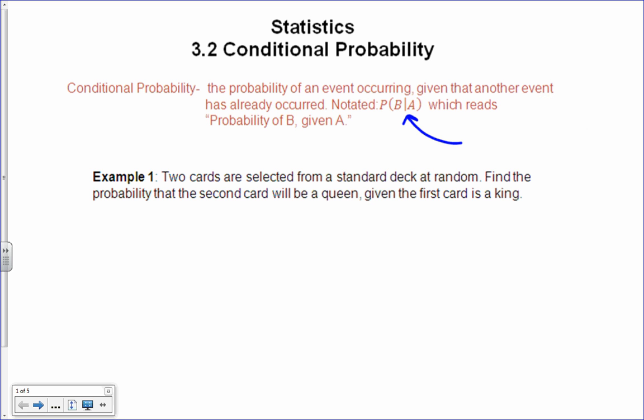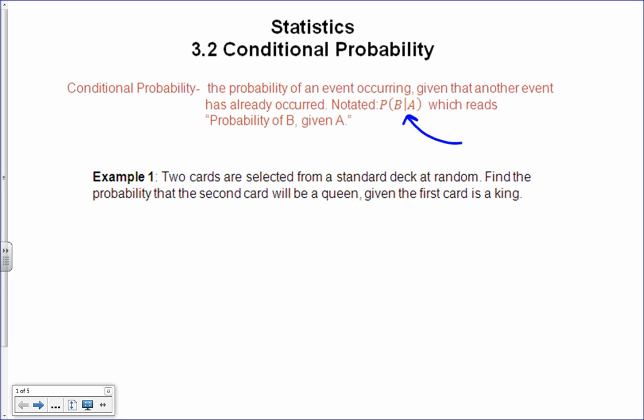So this is an instance where we would say 2 cards are selected from a standard deck at random. You're going to find out random is a very important word this year. Find the probability that the second card will be a queen given the first card is a king. I've left this very open because I think that you should be asking something first before you try and answer this.